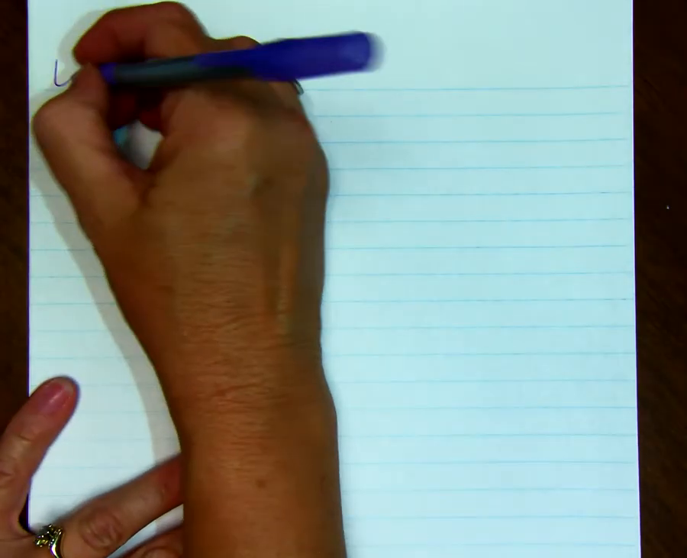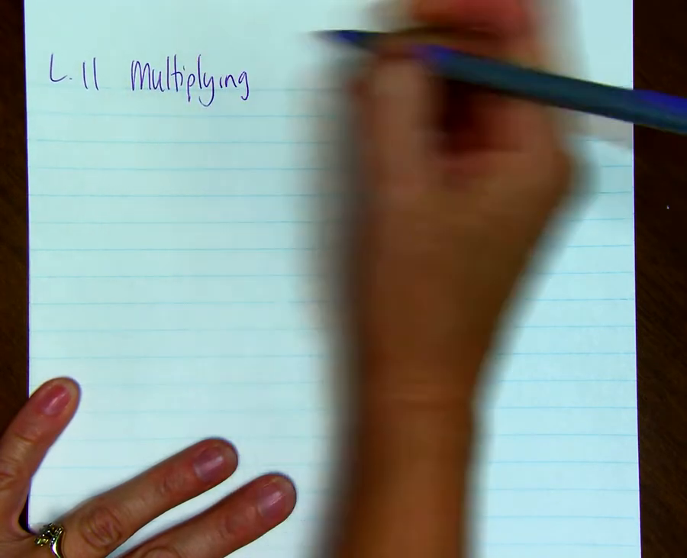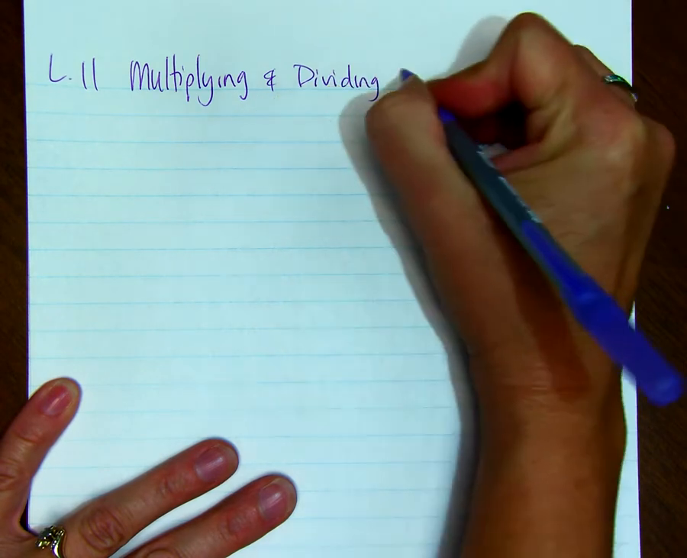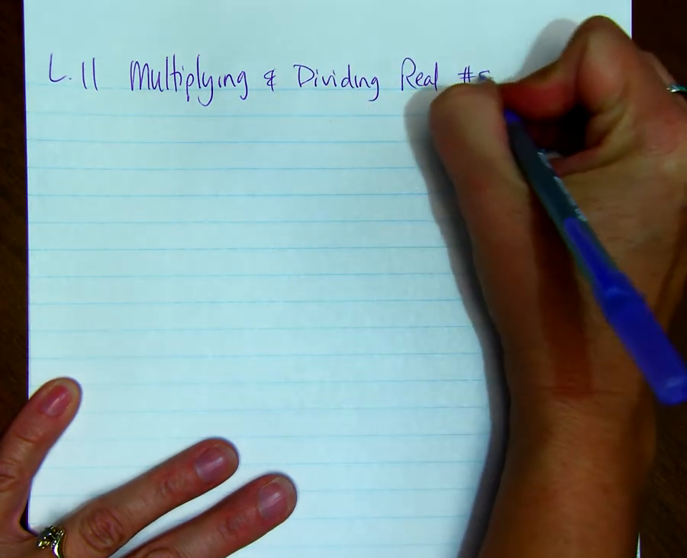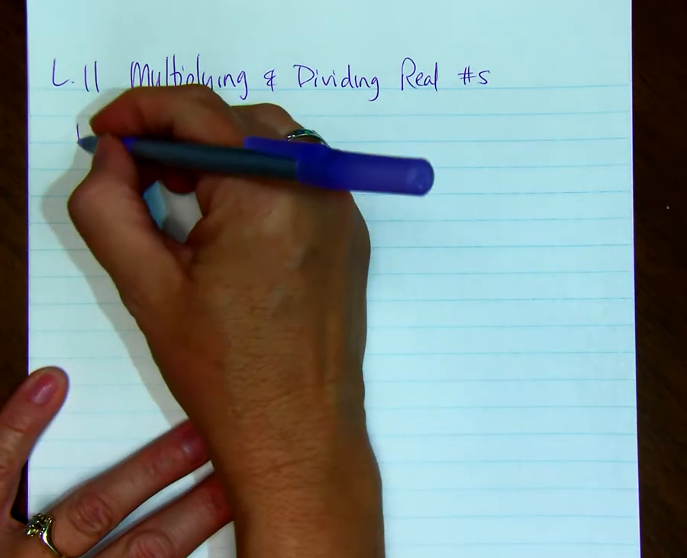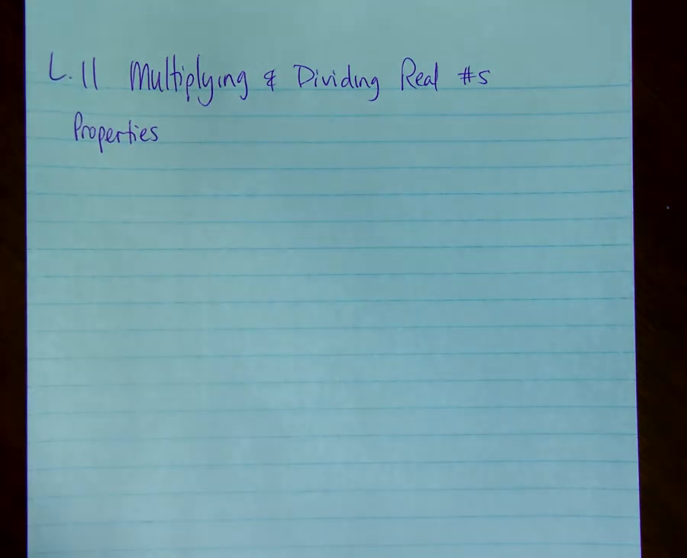Lesson 11, multiplying and dividing real numbers. There are several properties that we can use when we're multiplying.